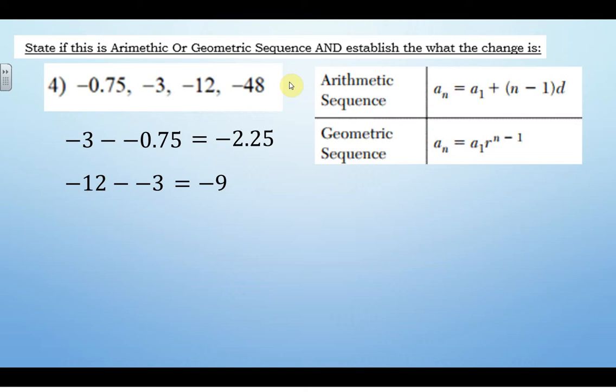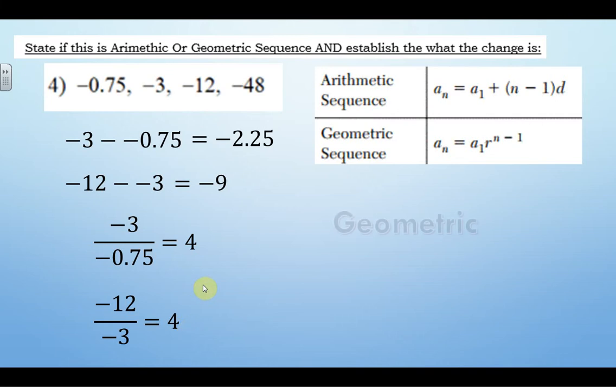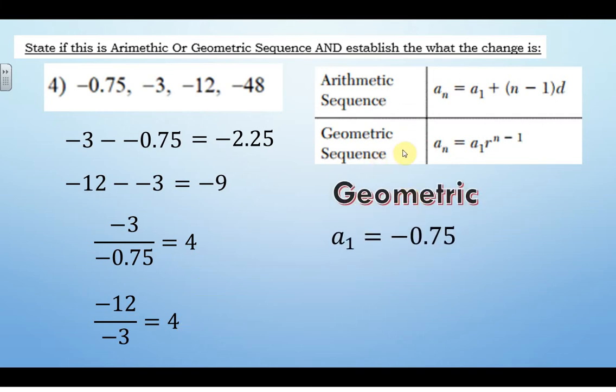So to see if it's geometric, you divide. You're going to take the second divided by the first, the third divided by the second, the fourth divided by the third. You don't have to do all of them, but you want to check enough that you're confident that you're correct. So divide them, I get 4. So it's being multiplied by 4. So we know it's geometric. That 4 would be called the rate. So the change for a geometric series is called the rate.